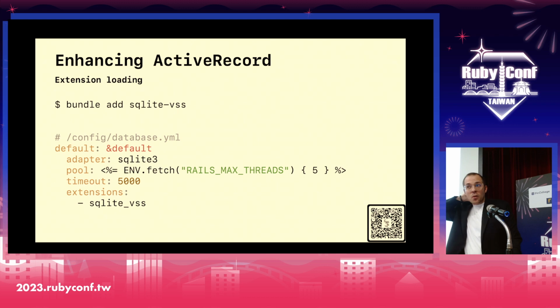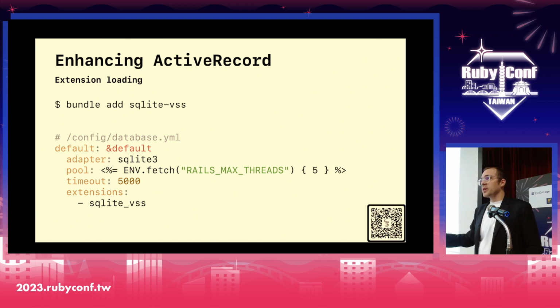First one, what does it look like? You want to load an extension. Showing you an example here, highlight two key points. One, PG vector is not the only kid on the block. You want to do vector similarity search? SQLite's got your back. There's an extension for that. There's a gem for that extension. You want it? Bundle add sqlite-vss.